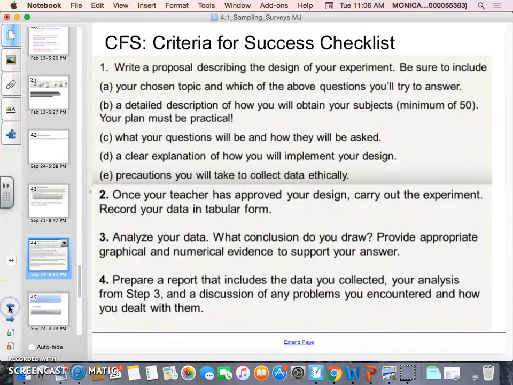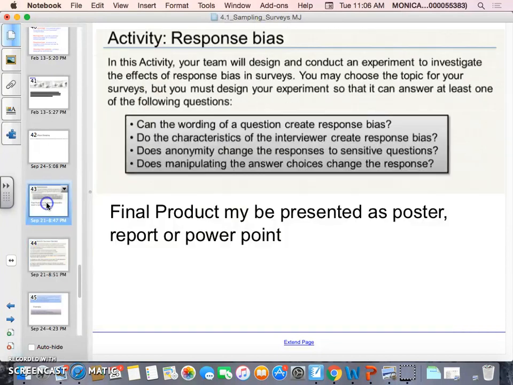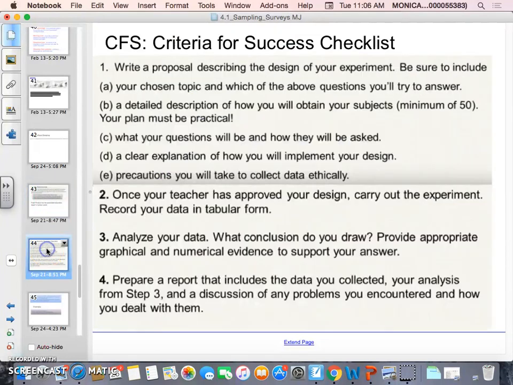All right. Here's what it needs to include. This is your criteria for success checklist. First, you need to write a proposal describing the design of your experiment. Be sure to include your topic, and which of the questions you're going to try to answer. That's which of these four questions here. Second, you need a detailed description of how you will obtain your subjects. There must be a minimum of 50. Your plan must be practical, so it must be something you can do either within school or out of school.